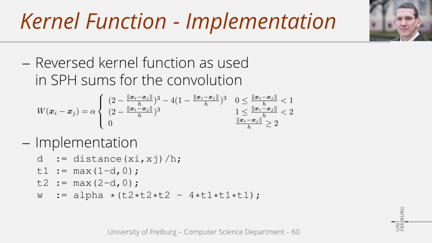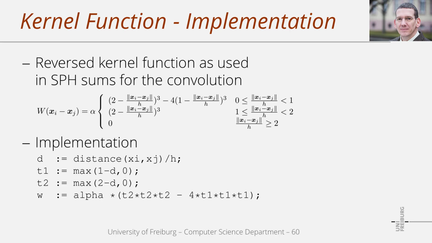In SPH sums, we do not work with the kernel function itself, but due to the fact that we approximate a convolution, we actually use the reversed kernel function. So instead of using the difference xj minus xi, we use xi minus xj as the parameter of the kernel function. As the kernel function is symmetric, the function and its reversed form are actually the same. So here the distinction between the kernel and its reversed form would not be relevant.